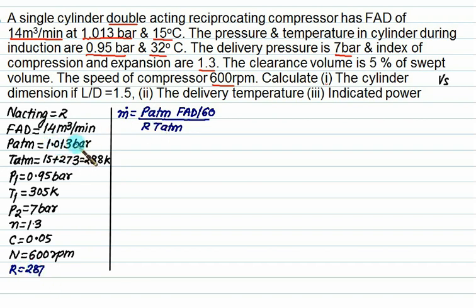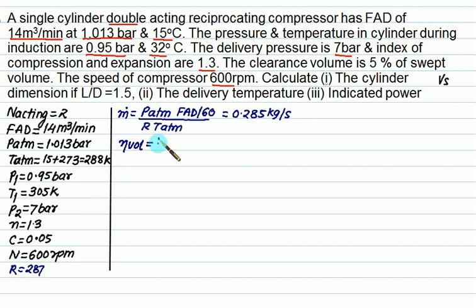So we can put P atmospheric is 1.013 bar, FAD equal to 14 by 60, R is 287, and T atmospheric equal to 288 Kelvin. From this we can find the value of m dot, which comes out to be 0.285 kg per second. Now using the same m dot equation in terms of V1 minus V4, we can find the value of V1 minus V4.